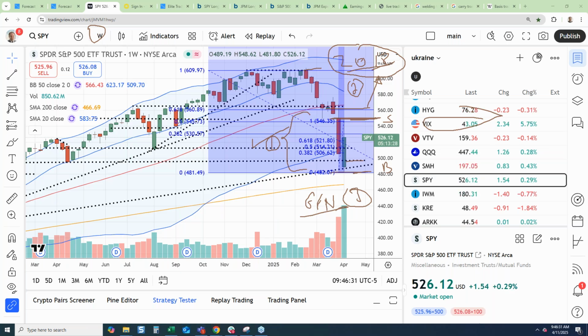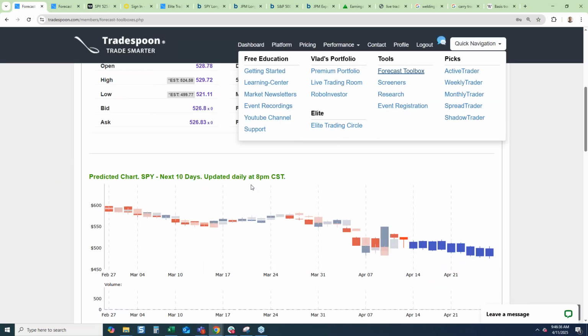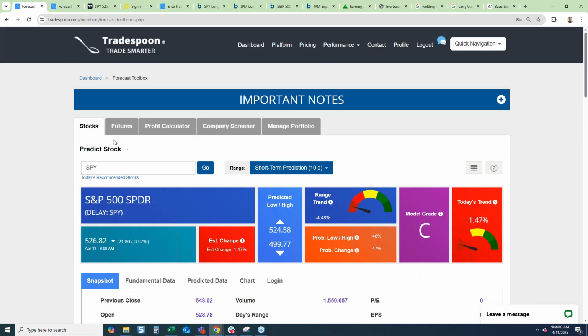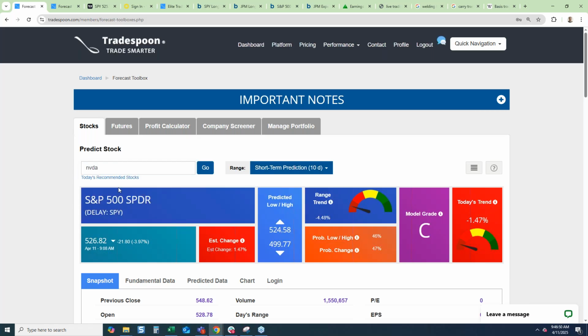All right. How do we help Tradespoon? We do have different models. So I've gone over Stock Forecast Toolbox. I think this is very useful. 10-day horizon, 6 months horizon. You can type in NVIDIA, QQQ, and make analysis for any of these stocks or ETFs. The model will run and give you the answers.